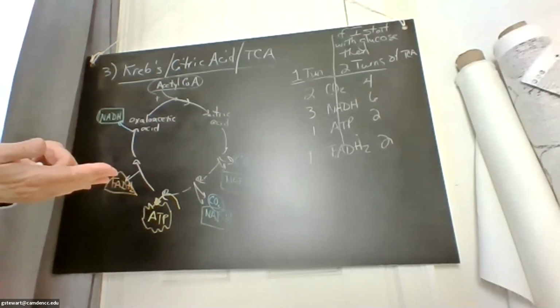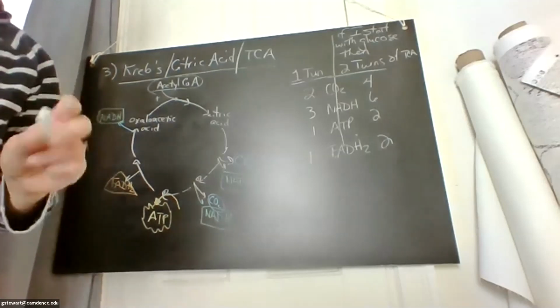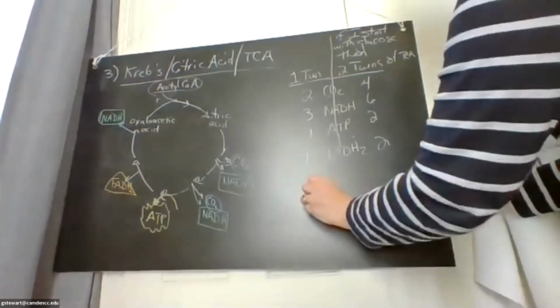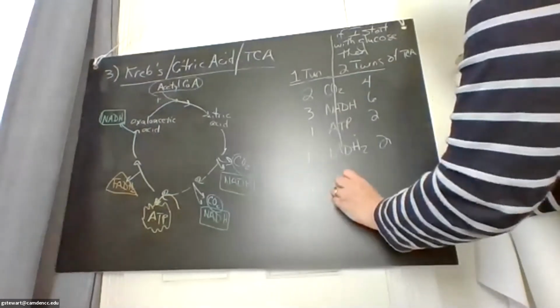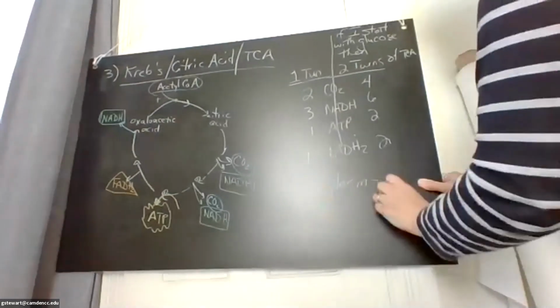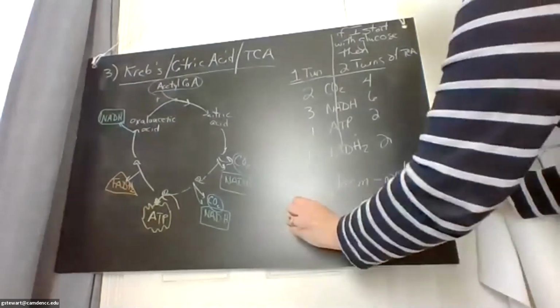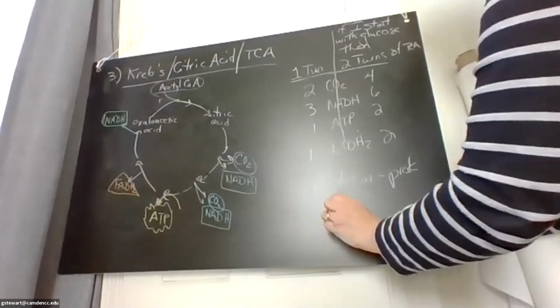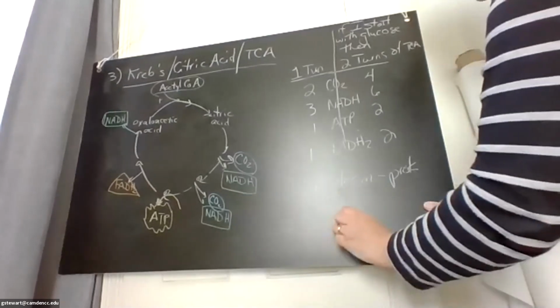Where in the cell does this happen? If you are bacteria, still in the cytoplasm. Prokaryotes. If you are a eukaryote, it's going to happen in the matrix of the mitochondria. And yes, you have to know that for the test.